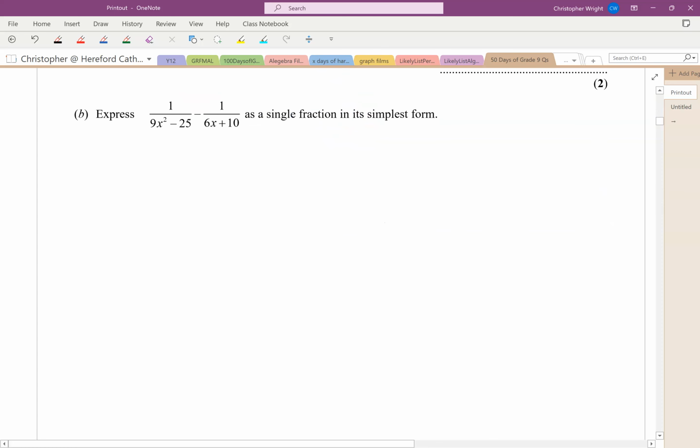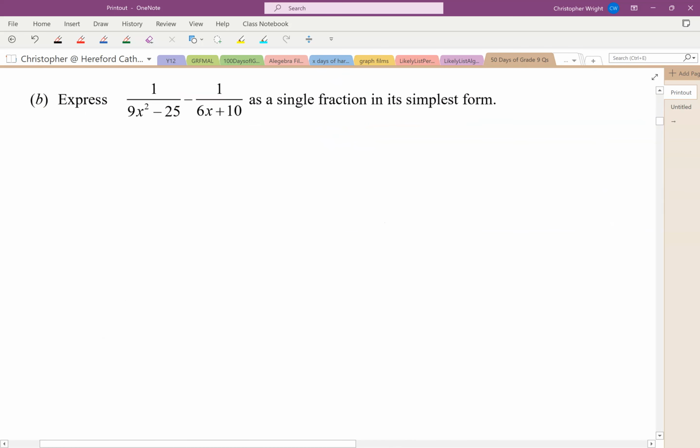Right, we're subtracting fractions here, aren't we? Algebraic fractions. Now, before we get started, let's write these fractions in a somewhat simpler form. You see on the bottom there, I've got 9x squared minus 25. Well, that's the difference of two squares because 9x squared is (3x) squared and 25 is 5 squared. So that can be written as 1 over (3x plus 5)(3x minus 5).